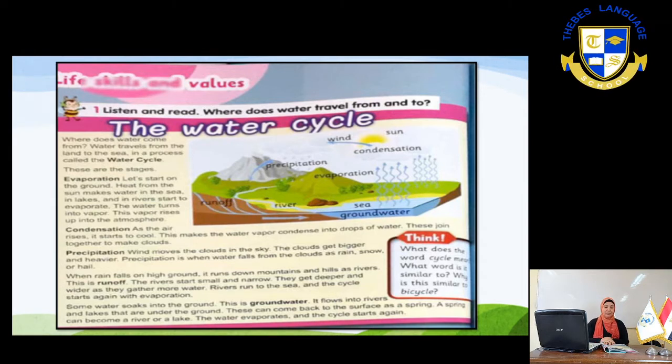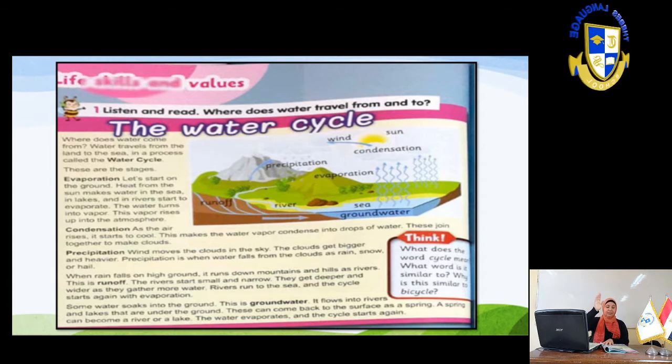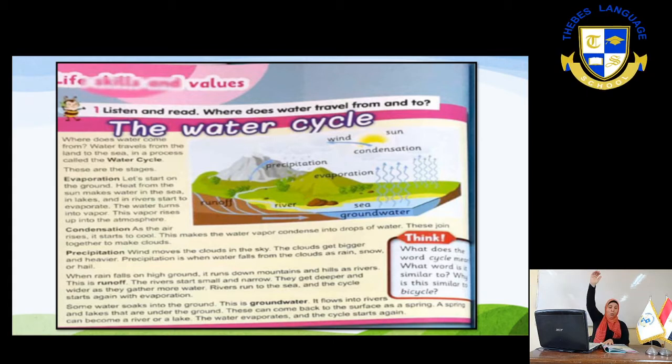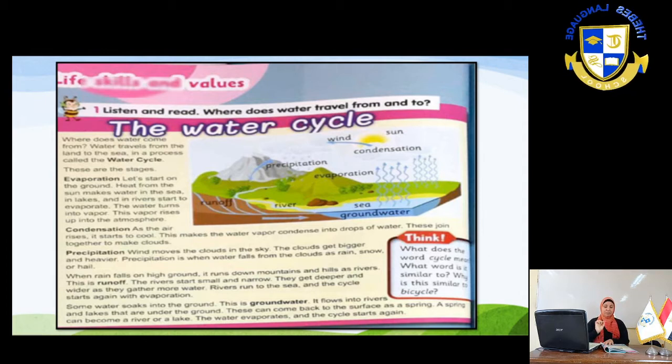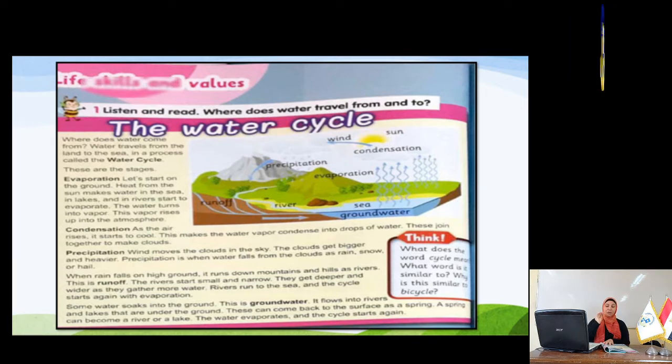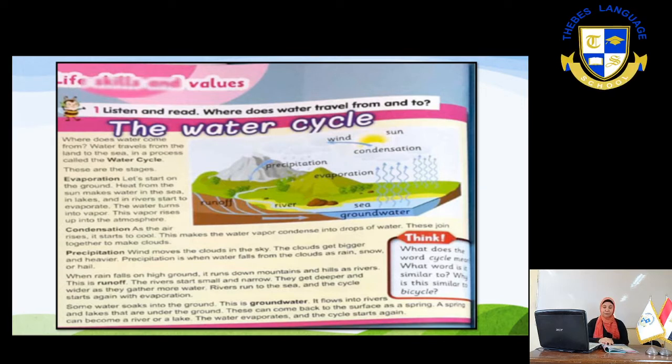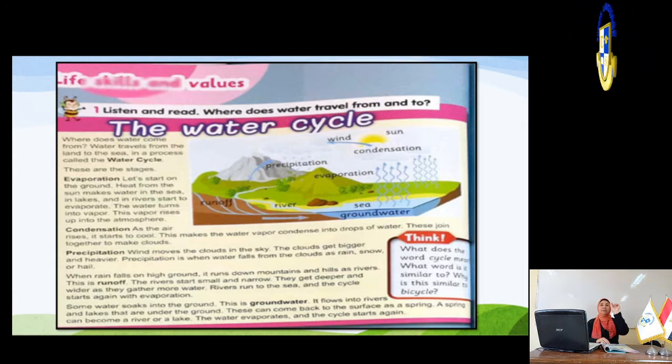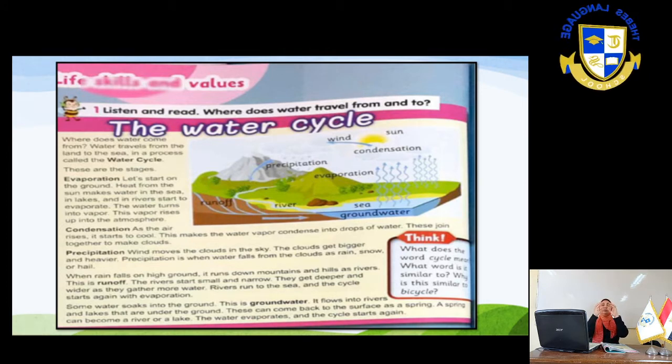As the air rises, it starts to cool. So it's cold over there. This makes the water vapor condense into drops of water. These join together to make clouds. So the condensation, when the water vapor goes up, it cools and it forms small droplets of water. These droplets of water come together like this, forming the clouds. This is how the clouds form.